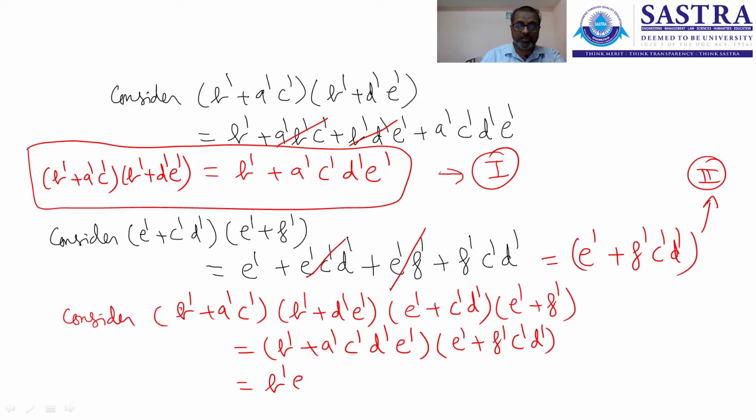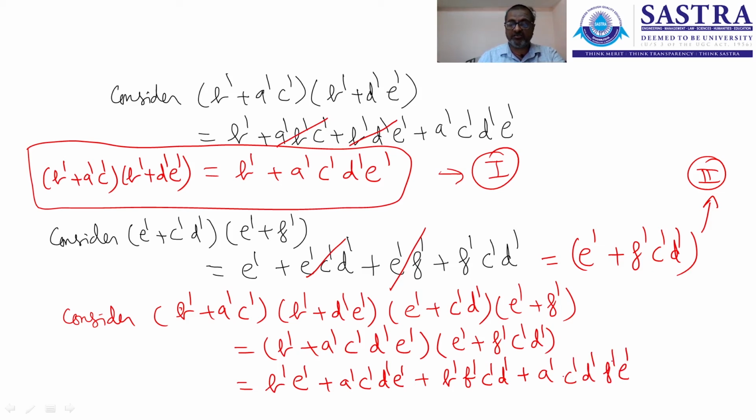I'll have four terms: B'E' + A'C'D'E', with E'E' being E', so I have this. Now I'll multiply F'C'D' with the B', so I have B'F'C'D', and then this would give you A'C'D'F'E'. C' will give you C' once, D' will give you D' once, so I have A'F'E' as the remaining terms. Now again I will simplify this.